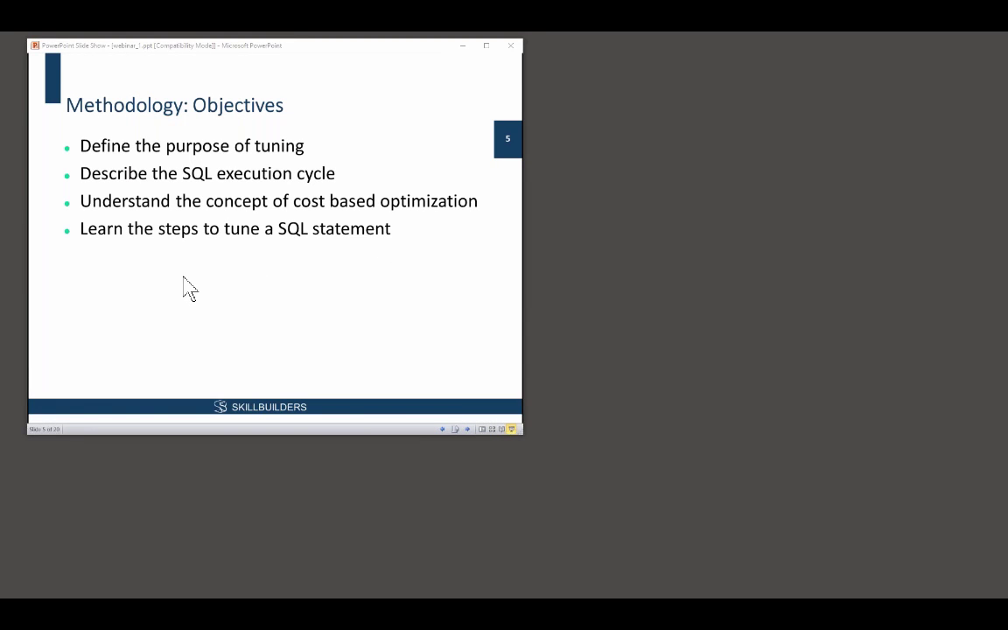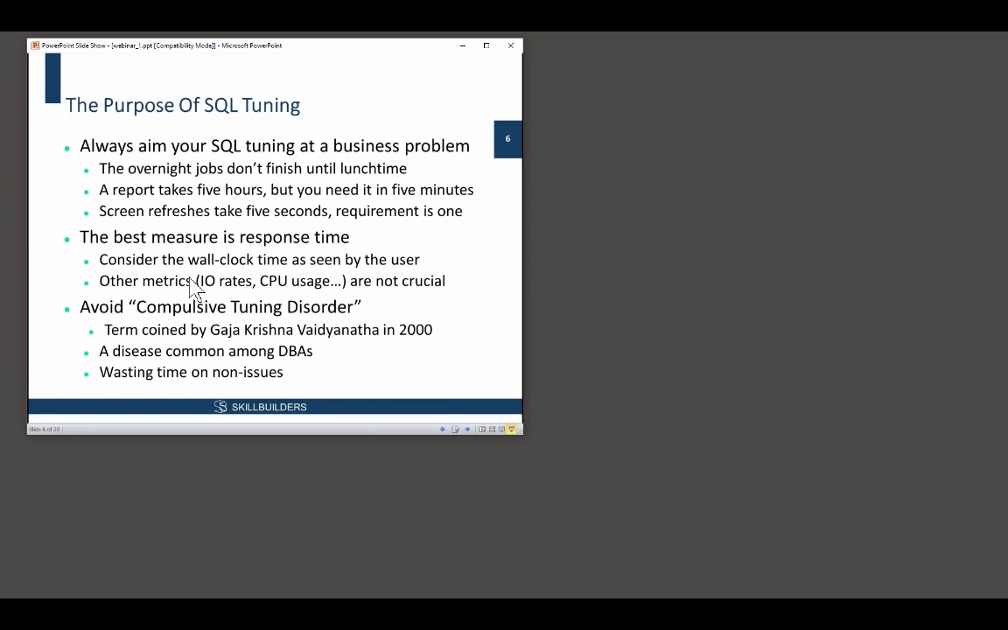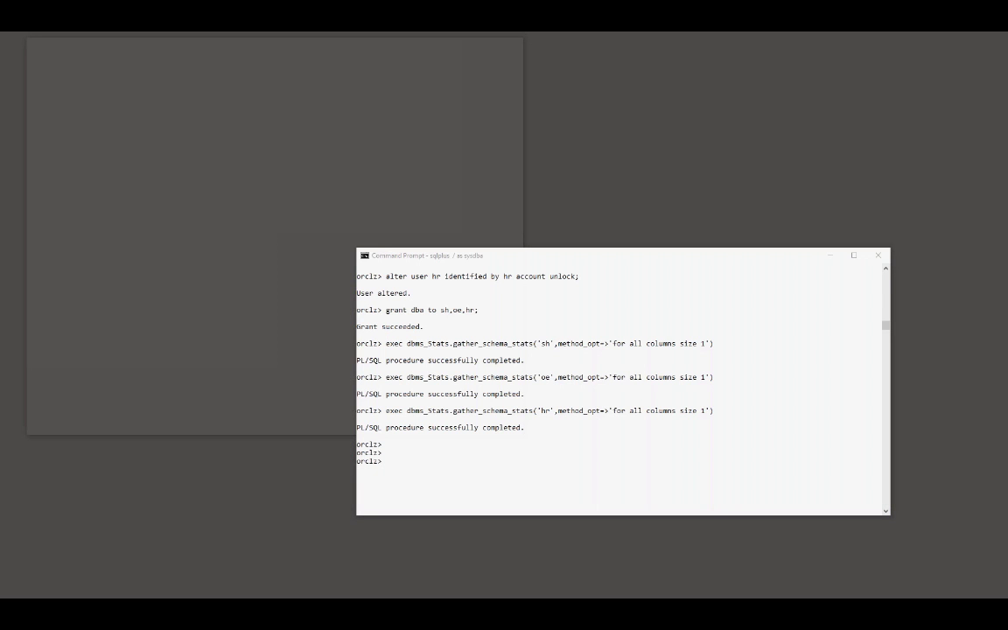So, beginning with the purpose of SQL tuning, you might think this is ridiculous. Yeah, we need to tune SQL so it runs fast. Well, you need to be a bit more precise than that. In particular, we must emphasize that you always must aim your tuning at a real business problem. A real business problem. It's got to be something measurable that's costing you or your users time and therefore money.